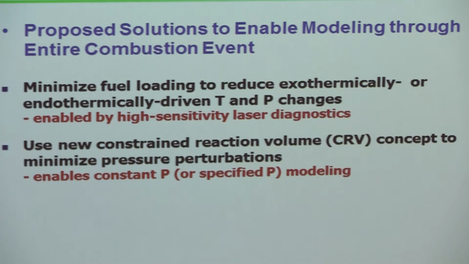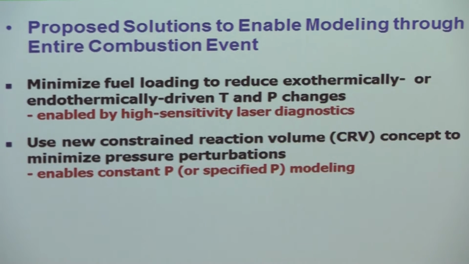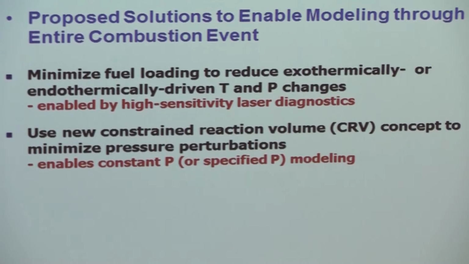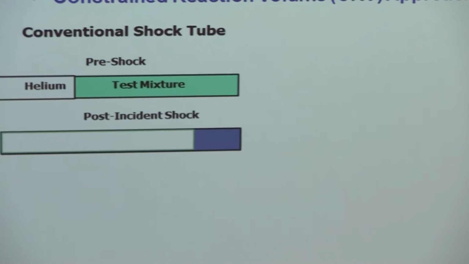Or you can use this new idea we have. It's called constrained reaction volume. This idea is now maybe about 5 years old. We tried to make the experiment constant volume, and I couldn't figure out how to do that. And then we said, well, maybe we'll try to make it act like it's constant pressure. So we decided to, or this has now evolved over about 3 or 4 or 5 years, to modify the shock tube in another way.